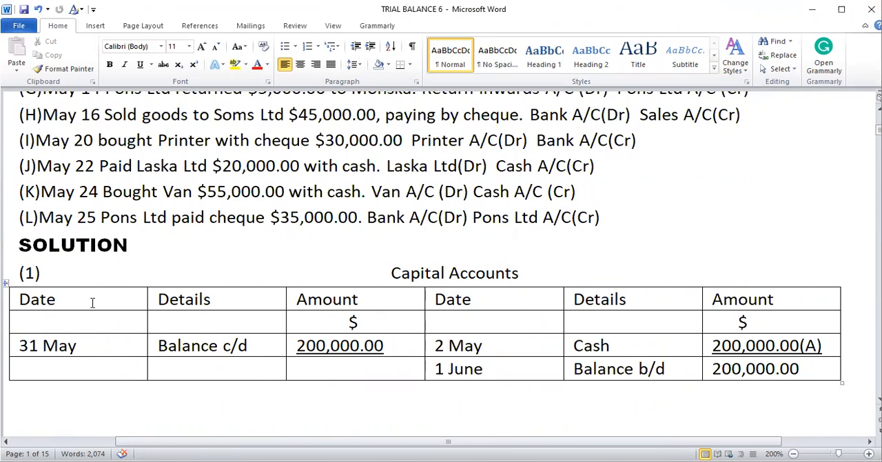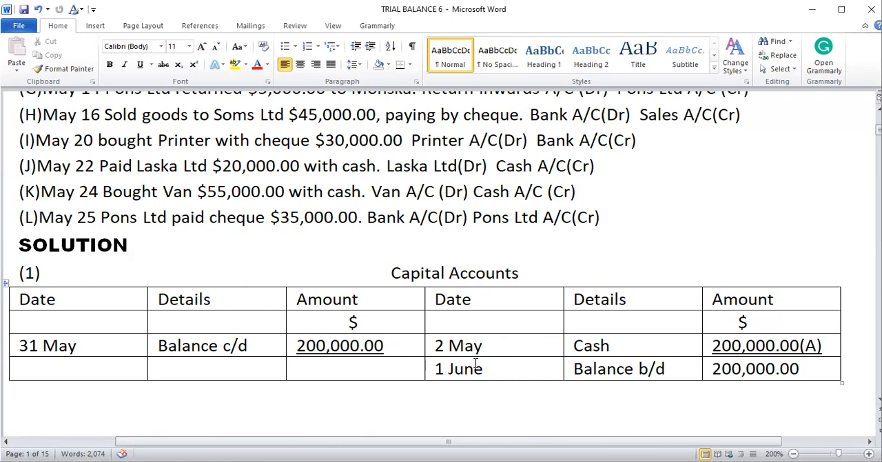Let's have the left-hand side and the right-hand side. The left-hand side is for debit entries and the right-hand side for credit entries. And now we have details, amount, details, amount. So the capital account is what? It's giving out cash, so it should be credited. The first one, credited with what?